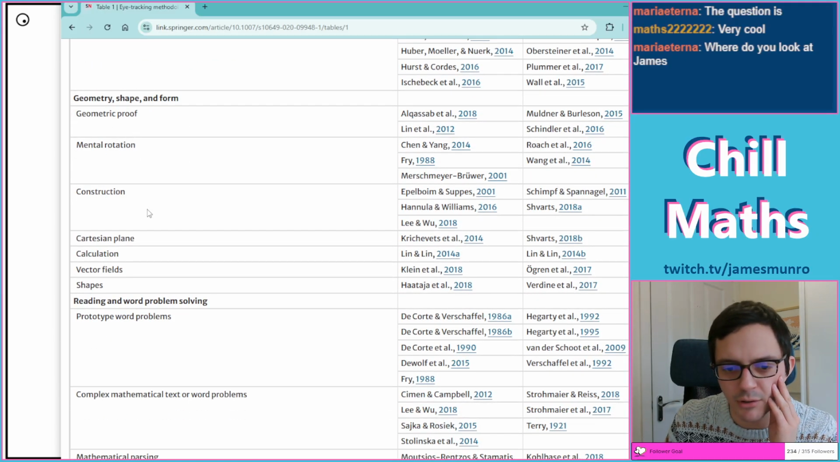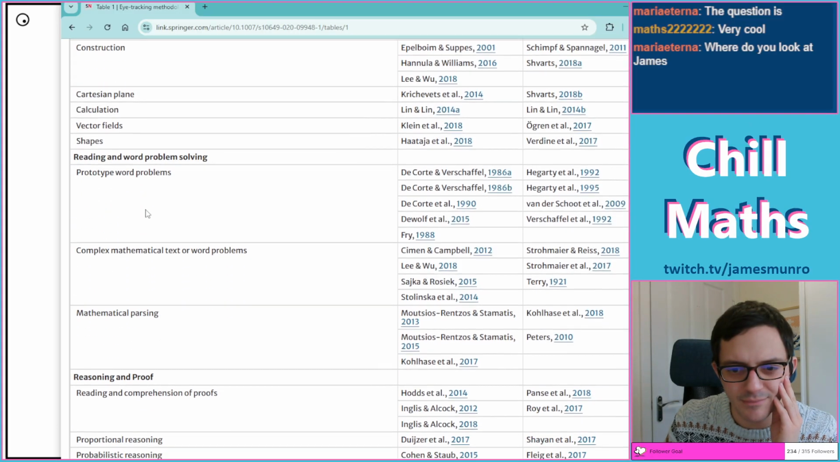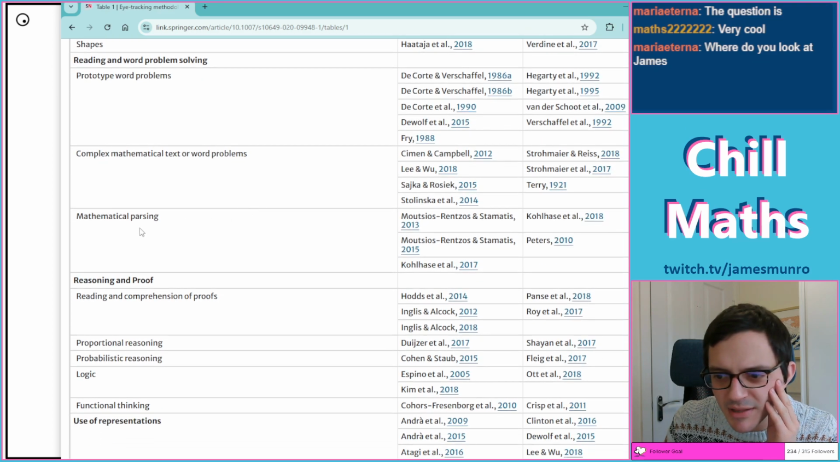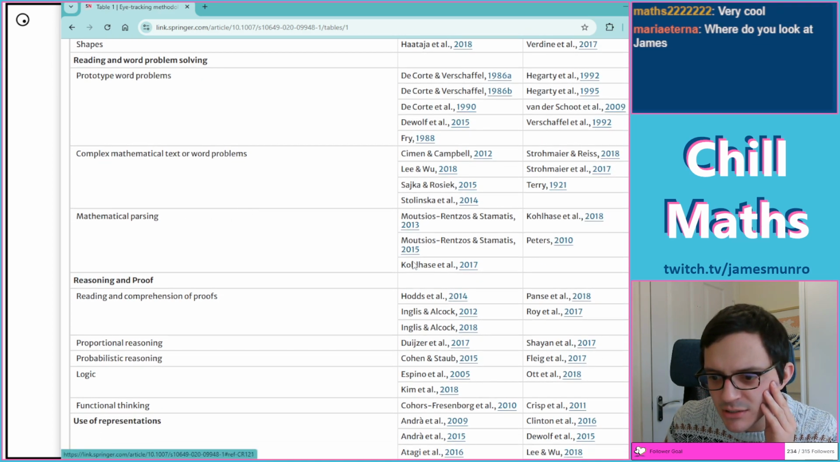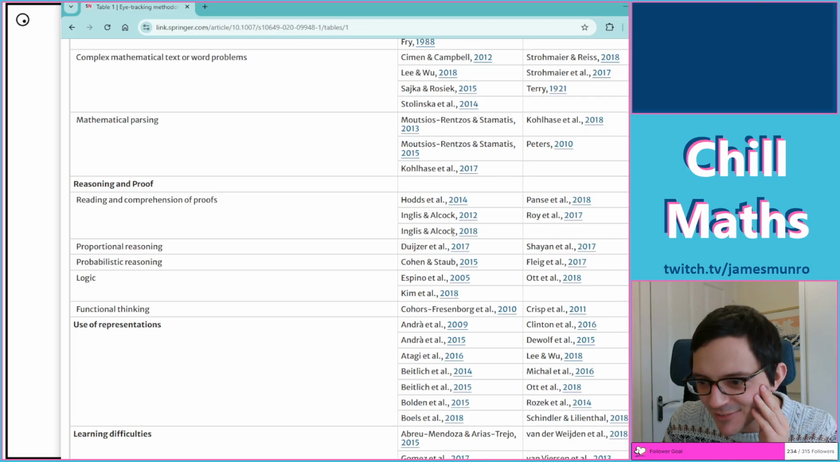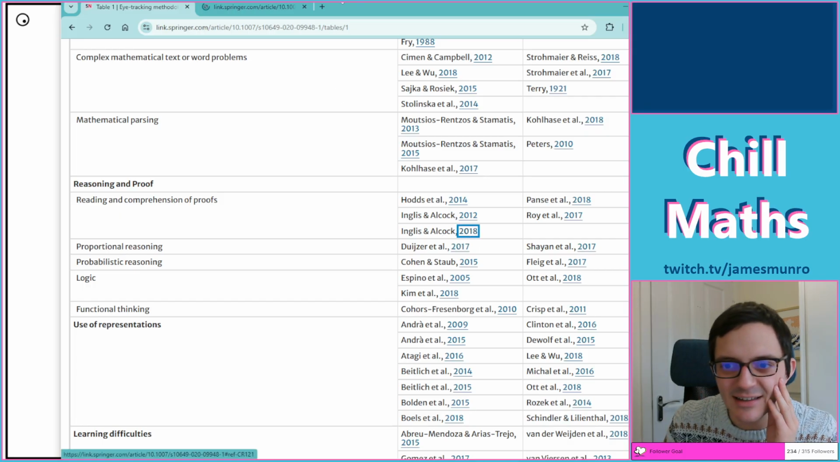Oh, no. It's got complex mathematical text or word problems. Is that the one I saw? Mathematical passing? Maybe it was this. Okay, I've got to go and look at these 12 papers, I think. Oh no, it was one of these. It was one of these. Okay.